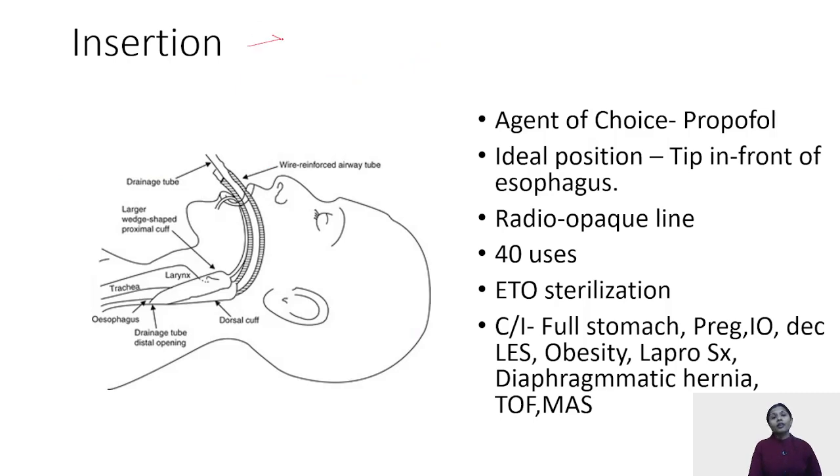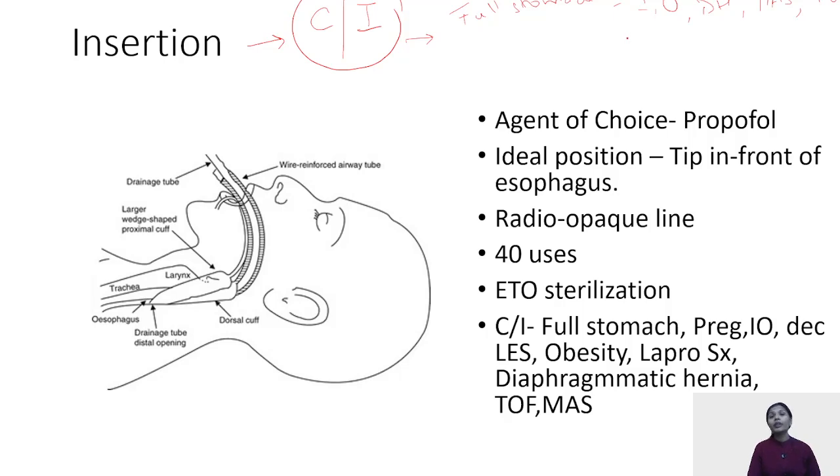The first thing, please remember, as practitioners, the very first thing you all have to know is where not to introduce the LMAs. This is the most important thing, where you do not have to use the LMAs. Where? Full stomach patient, where there are very high chances of aspiration, don't use LMAs. Like intestinal obstruction, diaphragmatic hernias, meconium aspiration syndrome babies, or tracheoesophageal fistulas.